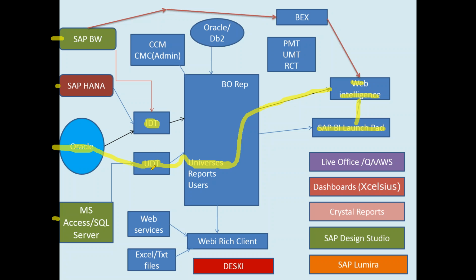Every version normally used to have some new features. So instead of introducing the new feature in UDT in 4.0, they came up with a new tool which is called the IDT tool, Information Design Tool. Both the tools are the same, only the name and the steps you follow to design the universe are different, but concept-wise both are the same. In the future, we are going to use only the IDT tool.